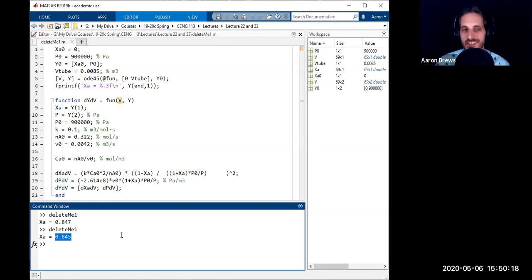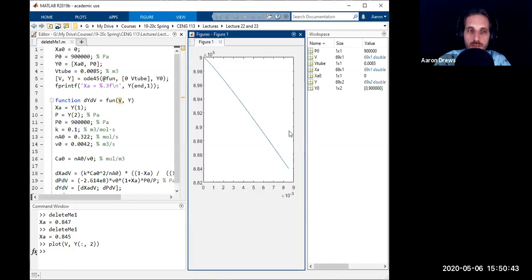The pressure drop inside of tubes is usually not particularly high. If, for example, we wanted to plot the pressure drop, we could do something like plot Y of all rows, column two. This will be our pressure drop. Actually, it'll just be our absolute pressure. It's still calculating. I just need to get it to dock inside of my figure. There we go.